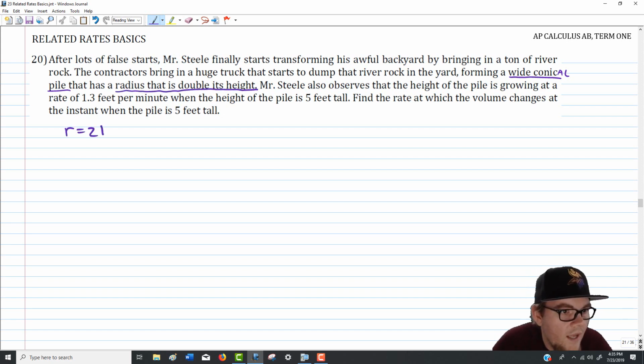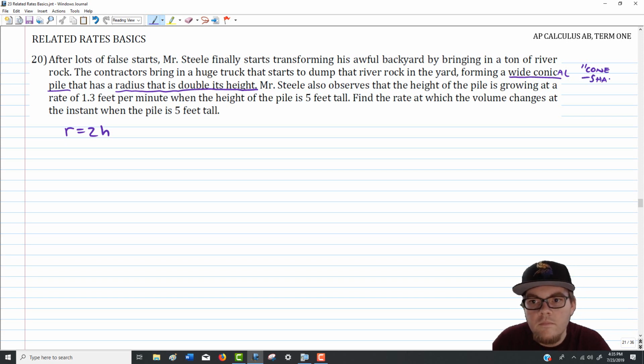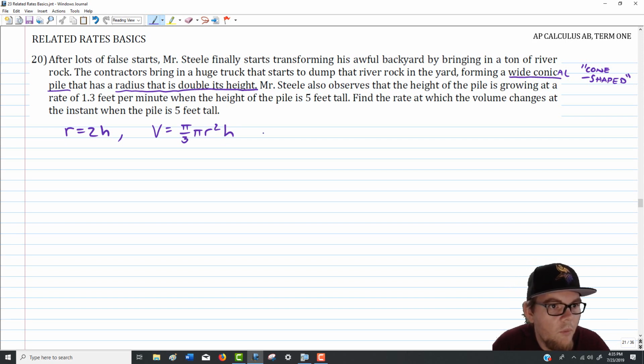So r equals 2h. And then second, because we're talking about a cone-shaped pile, that means we're going to need that volume formula for a cone. We just used it a second ago, so I'll just put it in here. I could have printed it on this problem again, but I felt like it was close enough. I observe that the height of the pile is growing at a rate of 1.3 feet per minute. So in other words, h prime, or better yet, dh/dt, is equal to 1.3 feet per minute when h equals 5 feet.